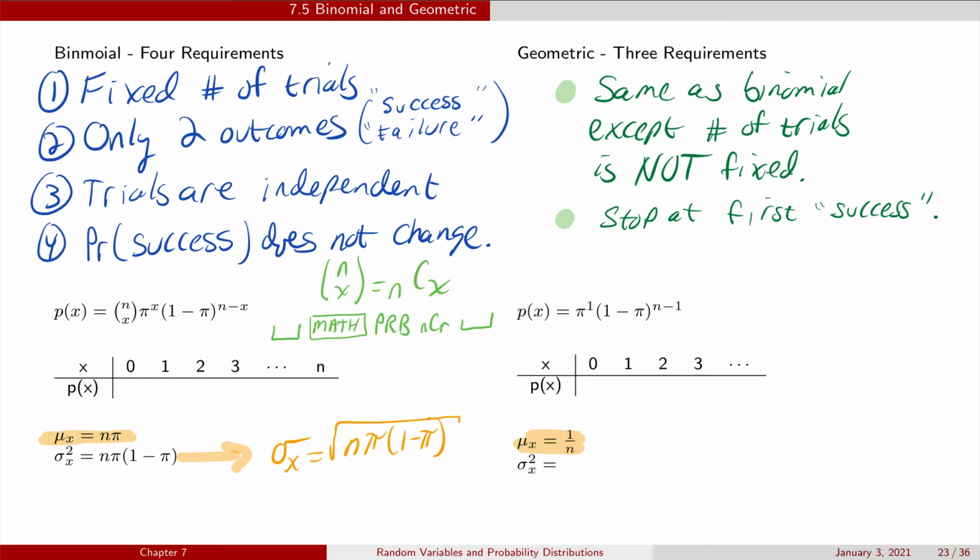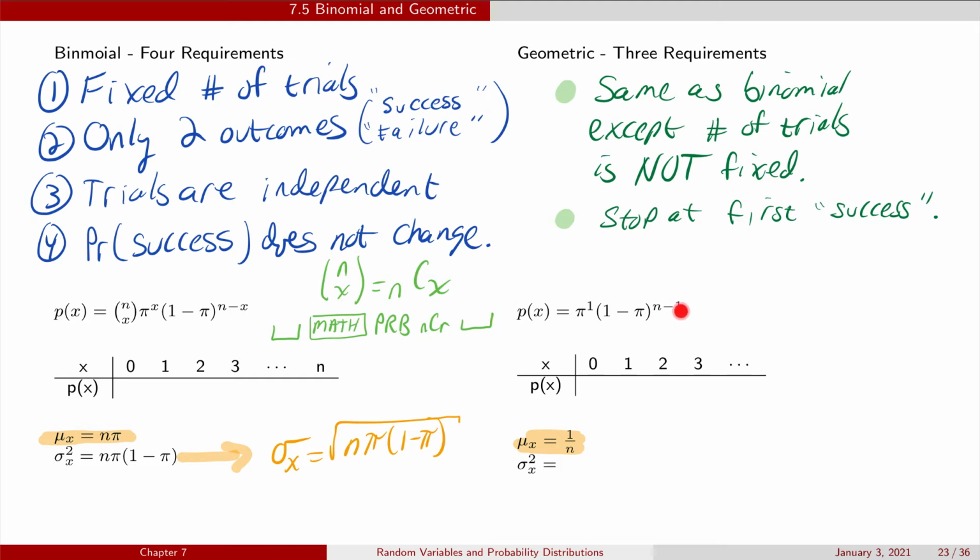Geometric is very similar, except it's missing one of the requirements. There are 3 requirements. The first is that it's the same as all these, except you don't have a fixed number of trials. So if you take these 4 and eliminate the possibility of a fixed number of trials, you have geometric. And what makes geometric unique is that you're going to stop as soon as you hit your first success. So again, talking about free throws, a geometric situation would be how many free throws would someone need to shoot before he or she makes her first free throw. So that's a geometric situation.